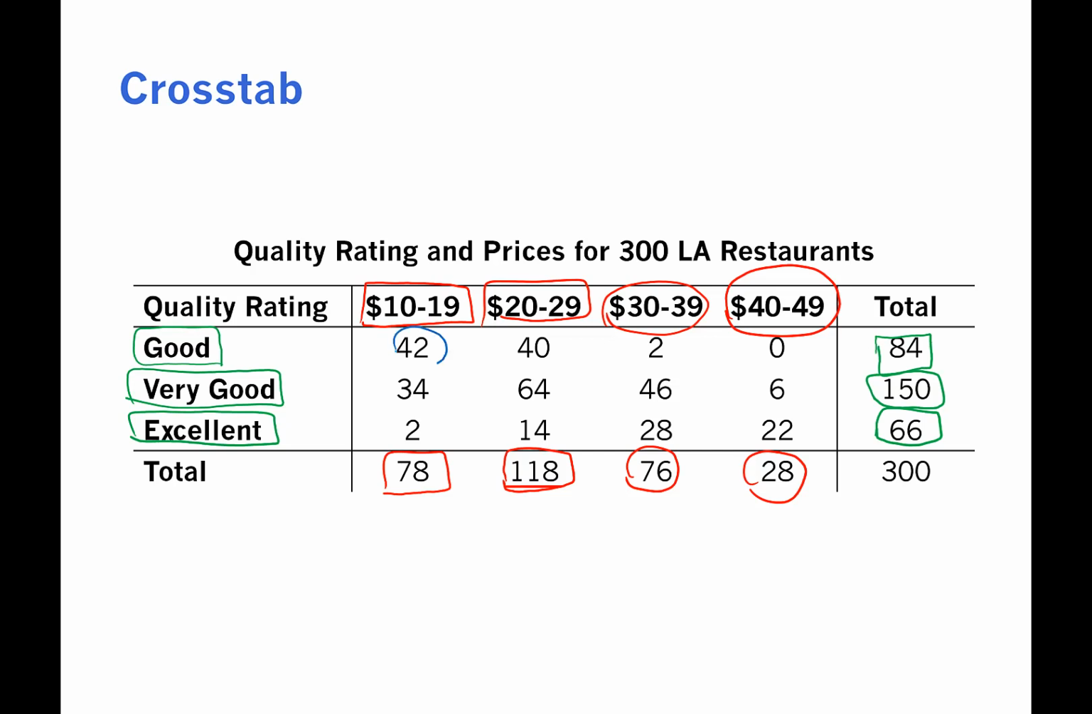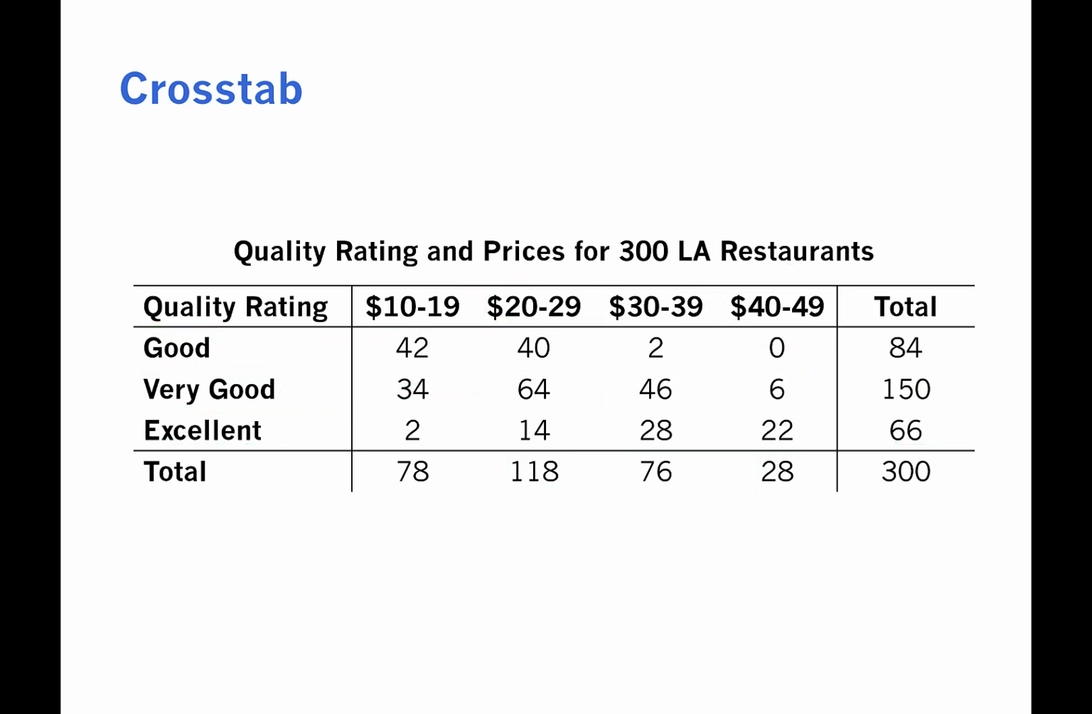What about the numbers inside the table? The 42 here, for example, says that there are 42 restaurants that are rated good and their price range is between 10 to 19. Or the 64 here says that there are 64 restaurants that are rated very good and their price range is between 20 to 29. Or if you look at the 0 here, that just means there is no restaurant that is rated good and is serving food that's very expensive, 40 to 49.